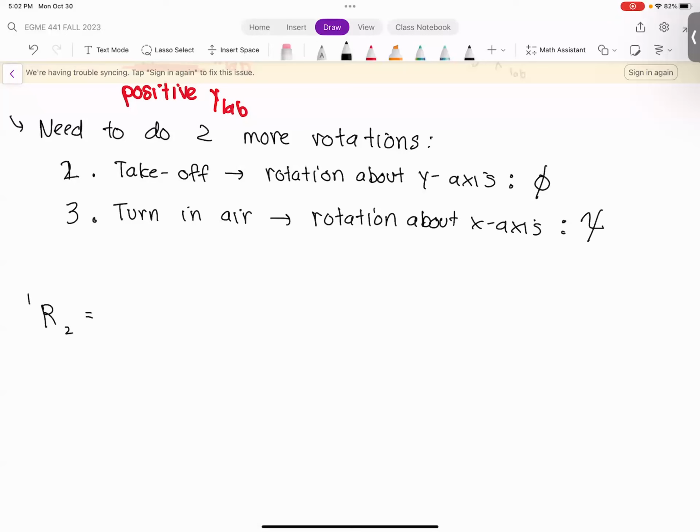First, we're going to write the rotation matrix for step 2 right here. This is takeoff, and this can be the transformation matrix between state 1 and state 2. The y-axis corresponds to the second row and second column. This is the one that looks the strangest because we have a 0 in the second row and second column with a 1 on the main diagonal.